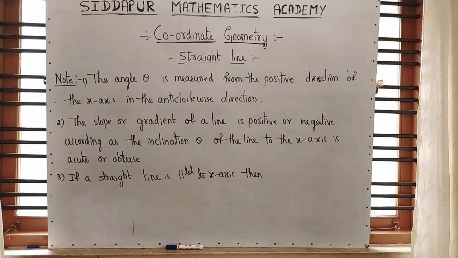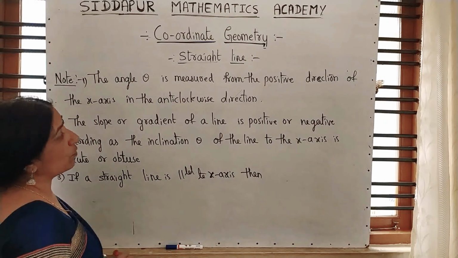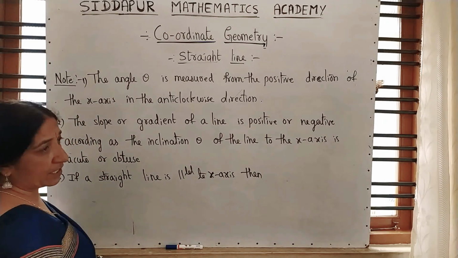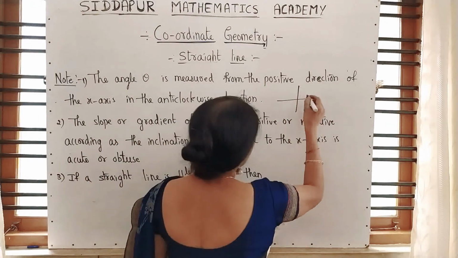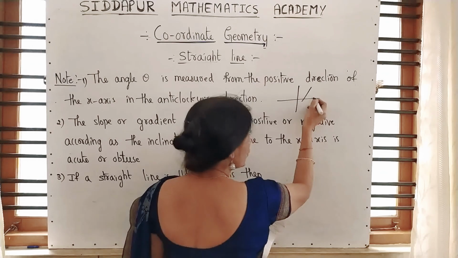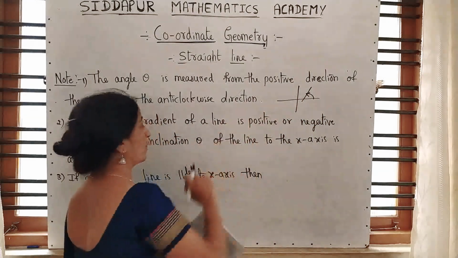The main important thing is that the angle theta is measured from the positive direction of the x-axis in the anti-clockwise direction. This is the y-axis, this is the x-axis. If this is a straight line, positive direction means like this. In this direction we have to calculate in anti-clockwise.